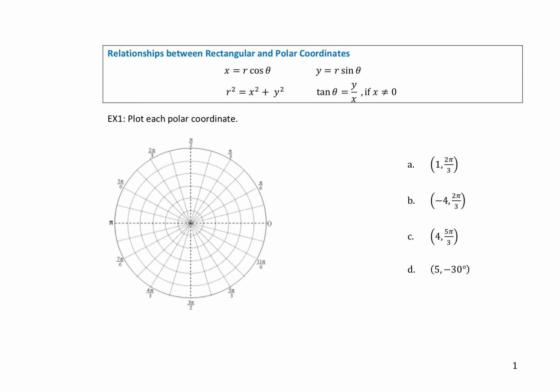So remember, originally we said that x is going to be cosine and y is going to be sine, but that would be on the unit circle where the radius is 1. And then we went to any circle and we said, okay, well, the x value is going to be r cosine theta, and the y value is going to be r sine theta. So we're still using those relationships.